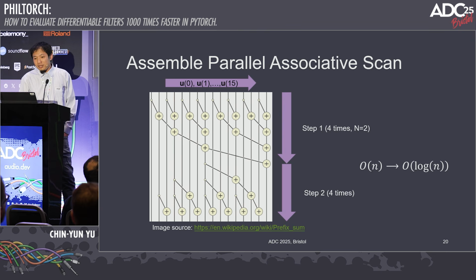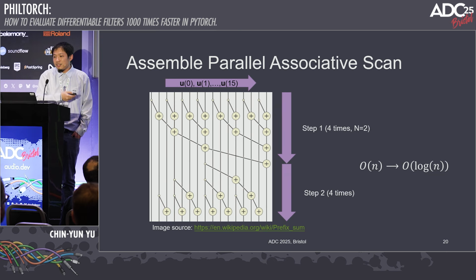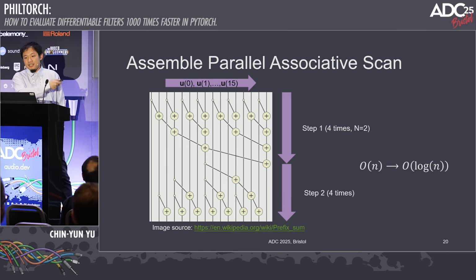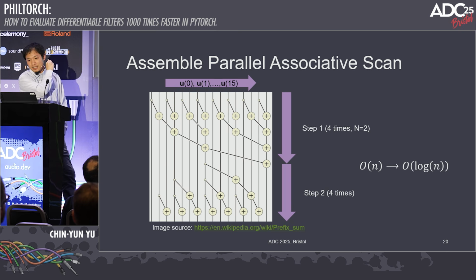Okay, so it's probably kind of hard to imagine, so I put a diagram here. So the recursive algorithm I just presented actually is the parallel associative scan algorithm. This diagram was a copy from Wikipedia. So you can interpret this diagram as a sequence with 16 elements from left to right. And we hop every two samples in step one. We apply step one 4 times, and then we recover the whole sequence in step two 4 times.